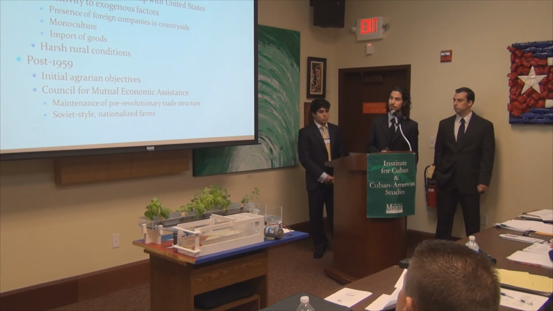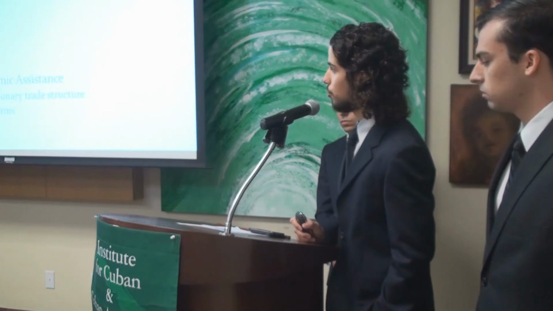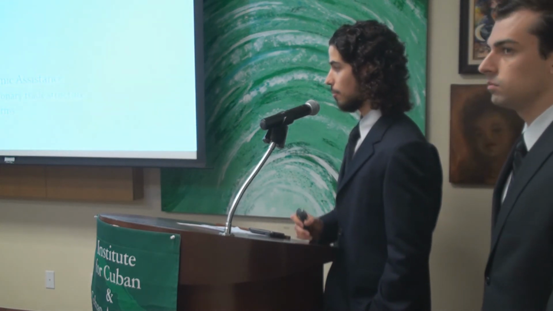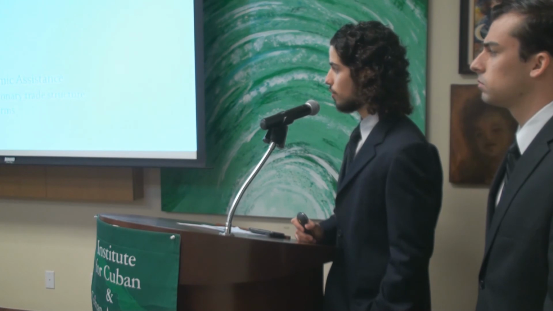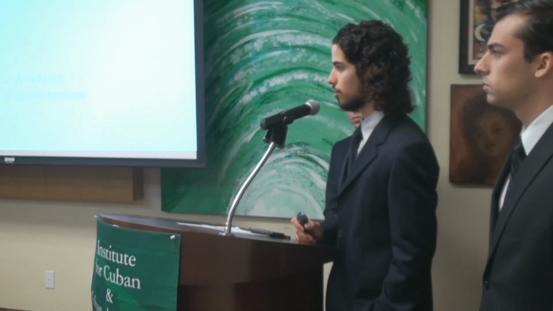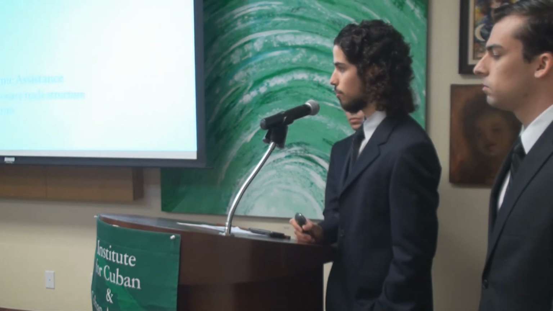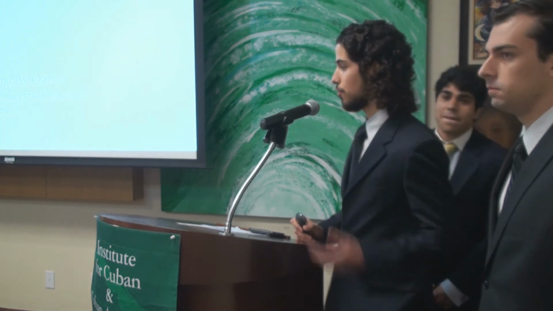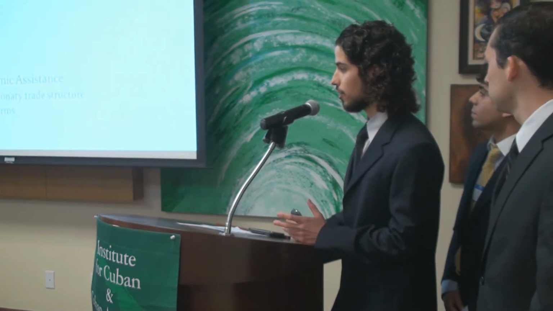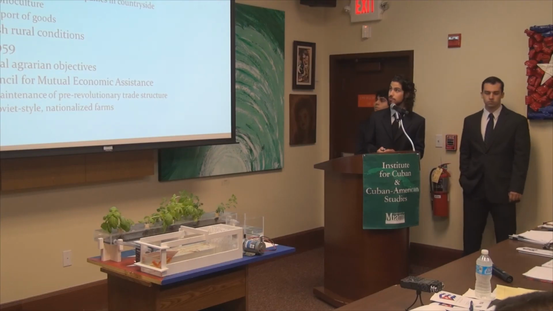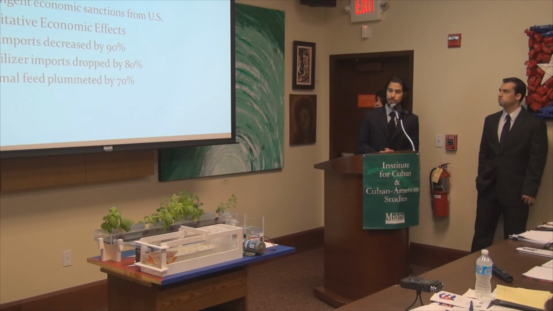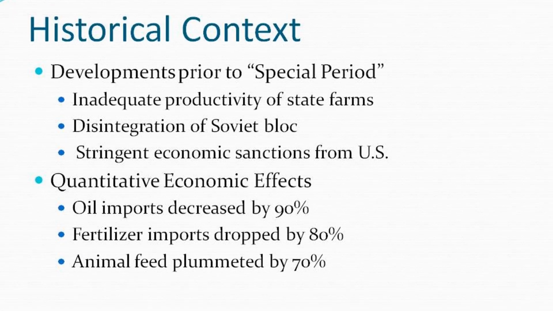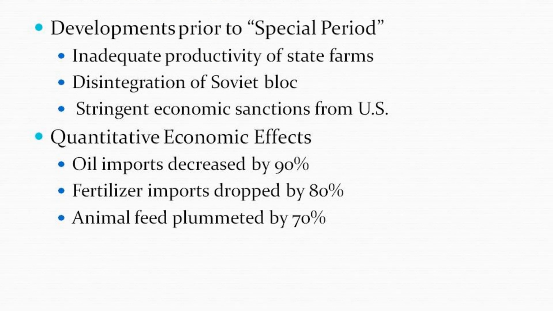Then the government entered the Council for Mutual Economic Assistance with the Soviet bloc, and more of the pre-revolutionary trade structure perpetuated itself. Also, there was the emergence of Soviet-style farming and national state farms. Then certain important developments occurred that led to what was known as el periodo especial.